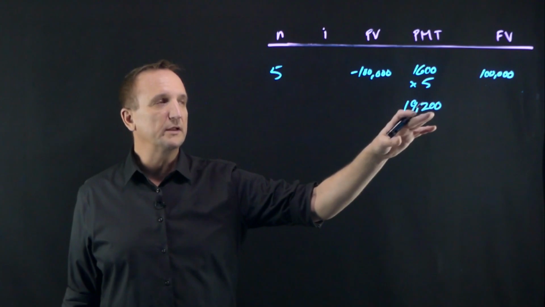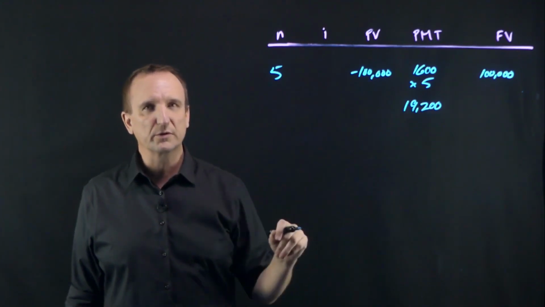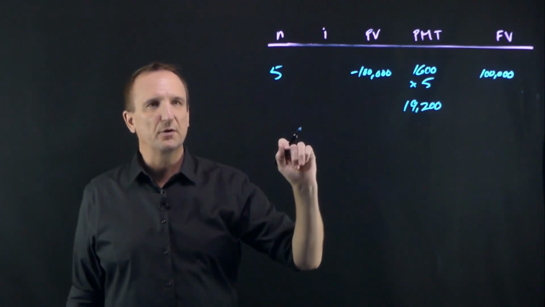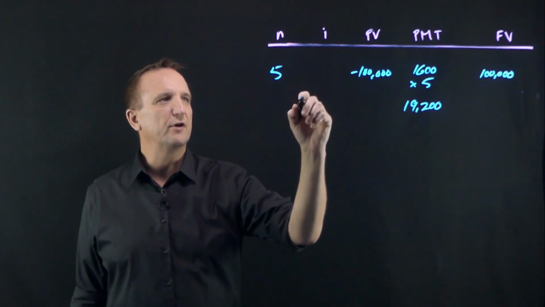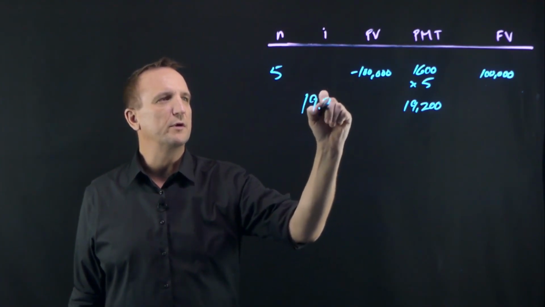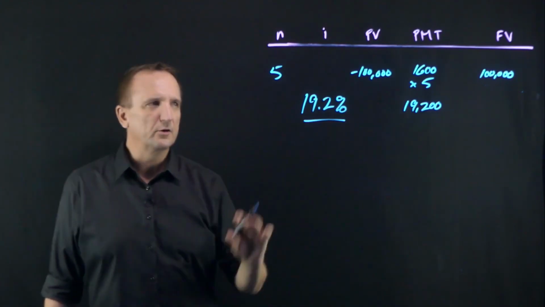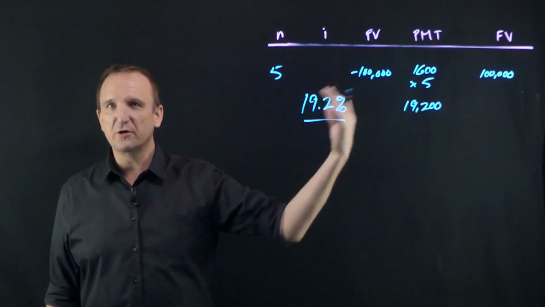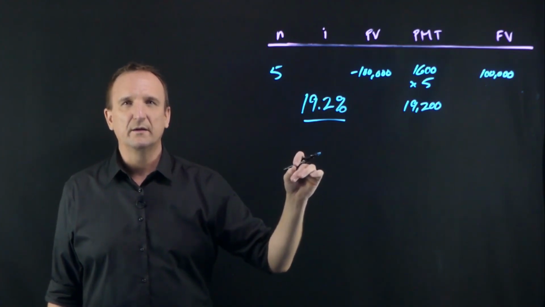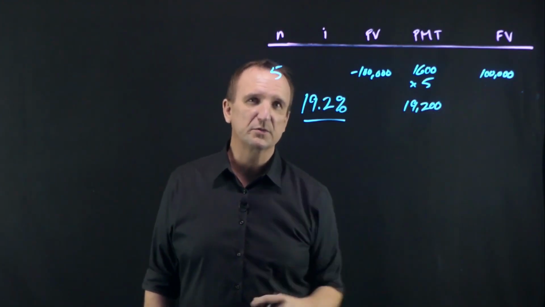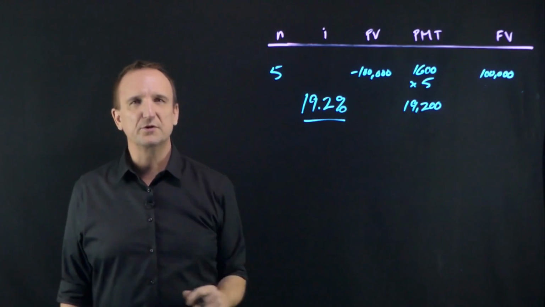If you look at this too, you can tell exactly what your return is going to be because it's a nice round number. If you solve for I, you're going to have 19.2% return. $100,000, every year you get $19,200 back, and then you get your $100,000 back. There's no change in principal. You're making 19.2% each year.